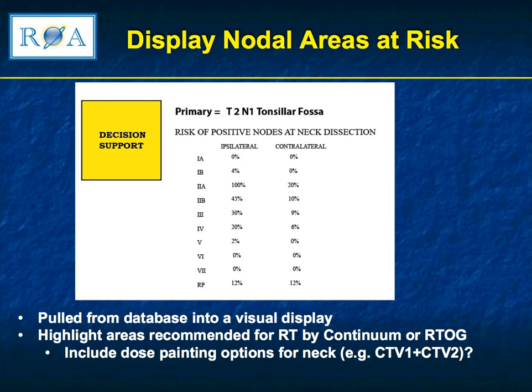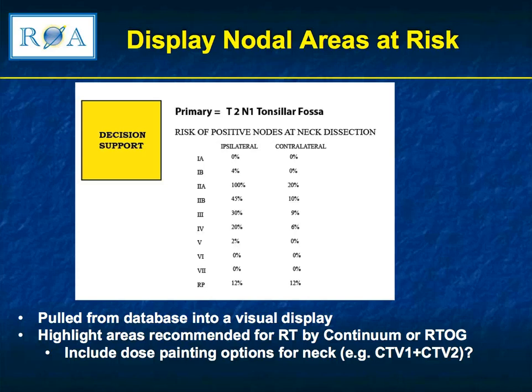This is one display where it could give you, for example, a percentage of involvement of the tonsillar fossa, both ipsilaterally and contralaterally. Now you could just give the numeric display, or you could also pull from the database into that and highlight what's recommended either by Continuum, by RTOG, or by one of those specific articles that I cited, depending upon how you want to present that. Or you could just present this and leave it to the clinician to decide how they're going to make use of this in their treatment field design.